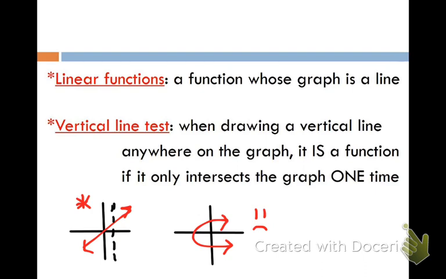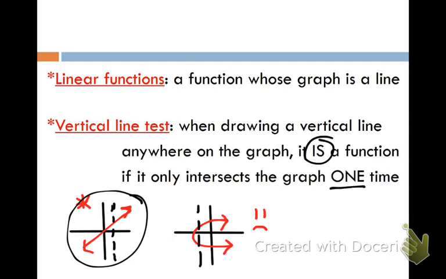So when I drew this line up and down, how many times did it touch my red line? One. It only touched it one time. So this one right here is a function. Now let's say that I draw a vertical line. Once again, is a vertical line up and down or left and right? Up and down. So I'm going to draw my vertical line up and down, okay? It is a function if it only intersects the graph one time. How many times did I intersect my graph? Twice. It went right there and it went right there, okay? It intersected twice. So this right here is not a function, all right?